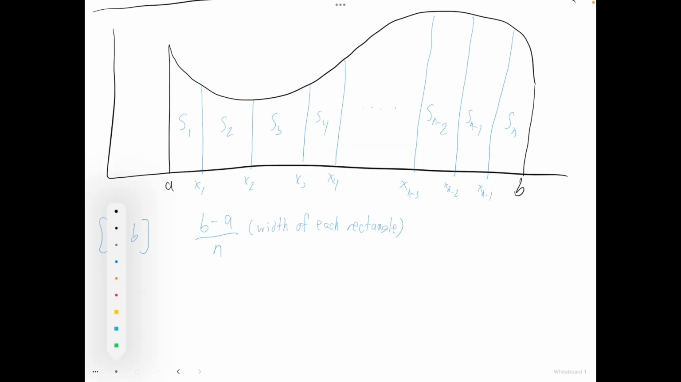Now these intervals we're taking are literally x0, which is A. So I'll write A to x1, x1 to x2, and so on, xn minus 2 to xn minus 1, and then xn minus 1 to B. And so we have n of these intervals that we've divided it up into, each of which has a length of B minus A over n.